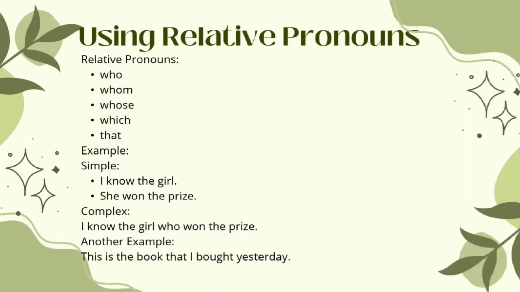Relative pronouns help us combine sentences that describe a person or thing. Common relative pronouns include who, whom, whose, which, and that. For example, "I know the girl and she won the prize" becomes "I know the girl who won the prize." Similarly, "this is the book and I bought it yesterday" becomes "this is the book that I bought yesterday."